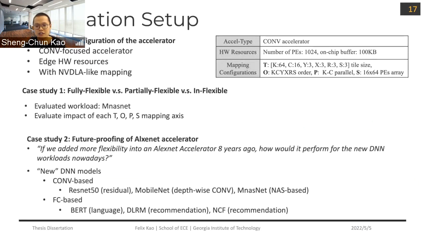In the second case study, we want to show how the flexibility can benefit the accelerator to cope with more diverse models. We investigate a what-if scenario. So what if we added more flexibility into an AlexNet accelerator 80 years ago? How would it perform for the new DNN workload nowadays? So in terms of new DNN workload, we consider ResNet, MobileNet, MNASnet, which are essentially more recent convolution-based models, and also BERT, DLRM, and NCF, which are mostly composed of fully connected layers.